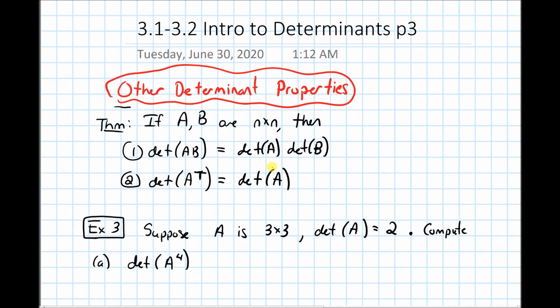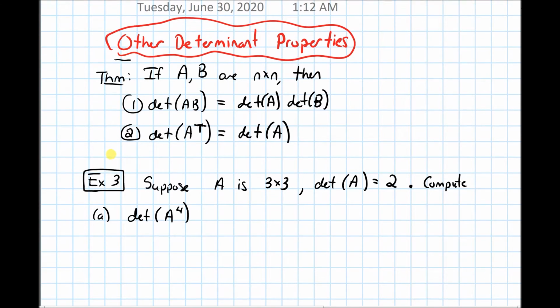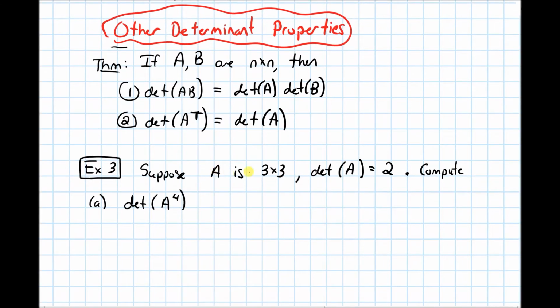Instead, I want to focus on how we use it. So let's do an example. Let's suppose that A is a 3 by 3 matrix, and the determinant of A is 2. Let's compute the determinant of A to the 4th power. So how do we do this? Well, A to the 4th power means we have A times A times A times A.